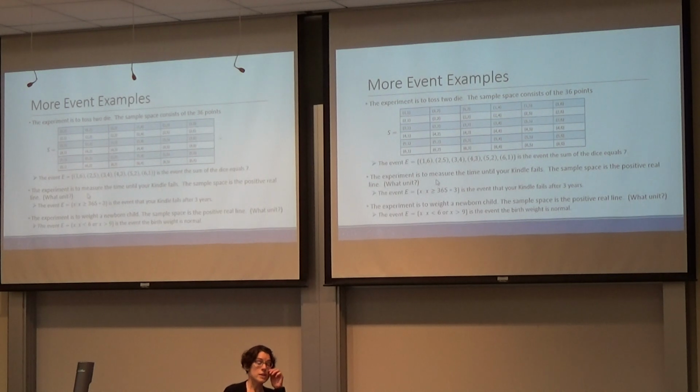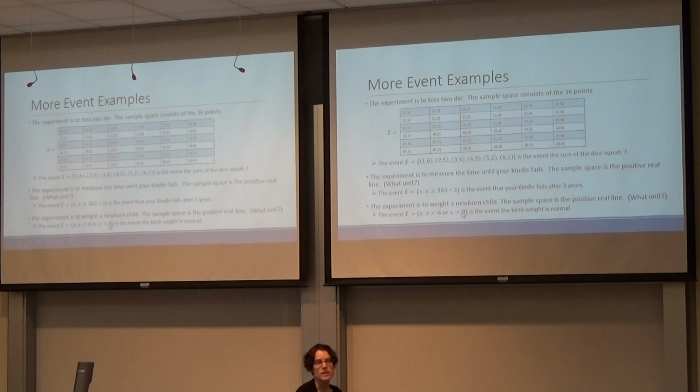Okay, another thing is if I'm thinking about something with a continuous sample space, I said we wouldn't really be talking about it in this class, but I guess I will just a little bit more. I have a Kindle, I'm very attached to my Kindle. I don't want it to fail, so I want to think about what's the time until my Kindle fails. Well, the sample space is the positive real line, so it could fail any number of months from today, or any number of days from today. And my event, if I want to make sure it lasts 3 years, and I'm talking about days, is the event that my Kindle's going to last for 3 more years.